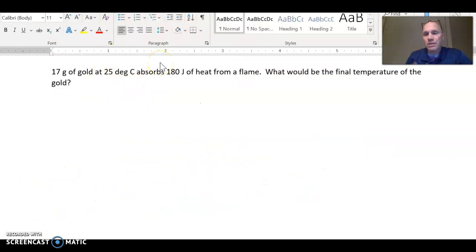So these problems can be asked in several different ways. Here's another example right here. 17 grams of gold at 25 degrees Celsius absorbs 180 joules of heat from a flame. What would be the final temperature of the gold?